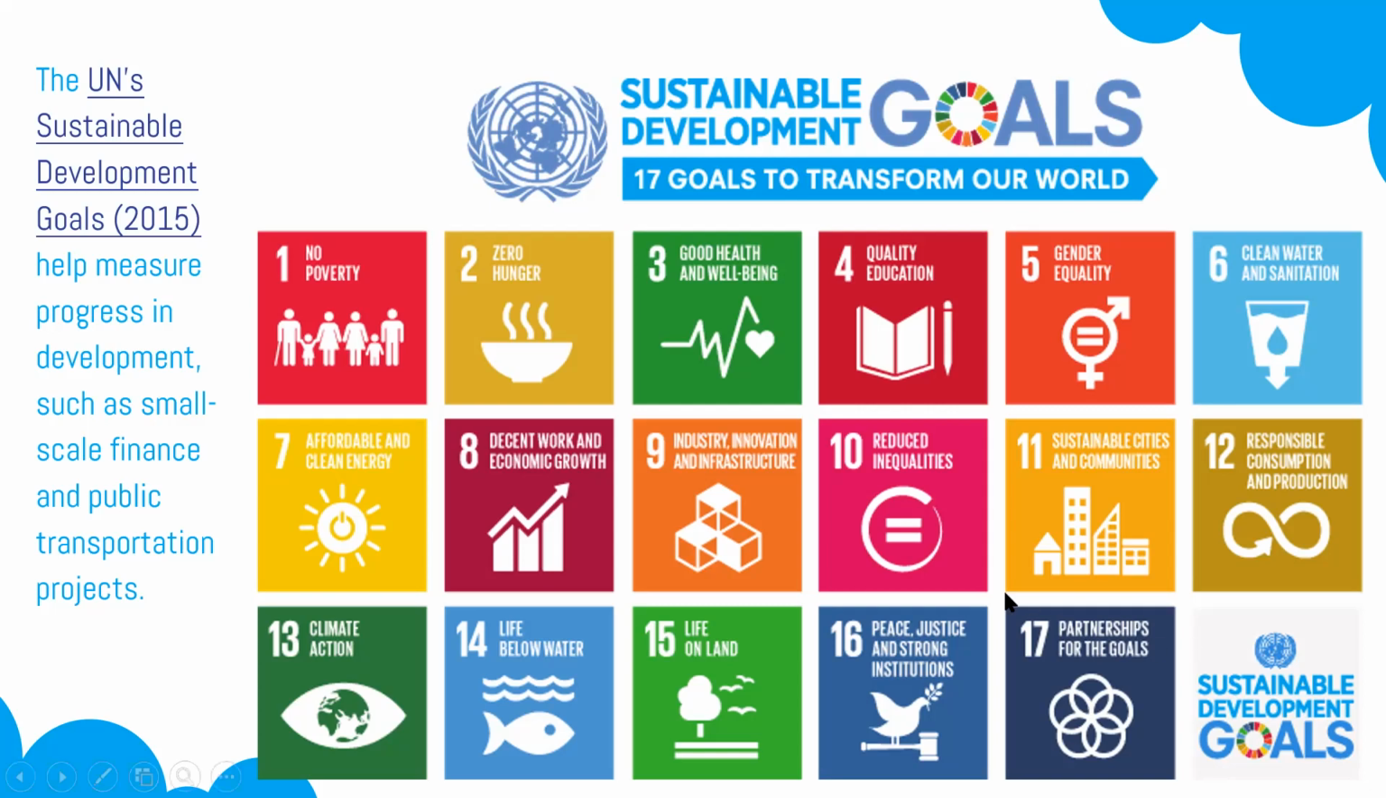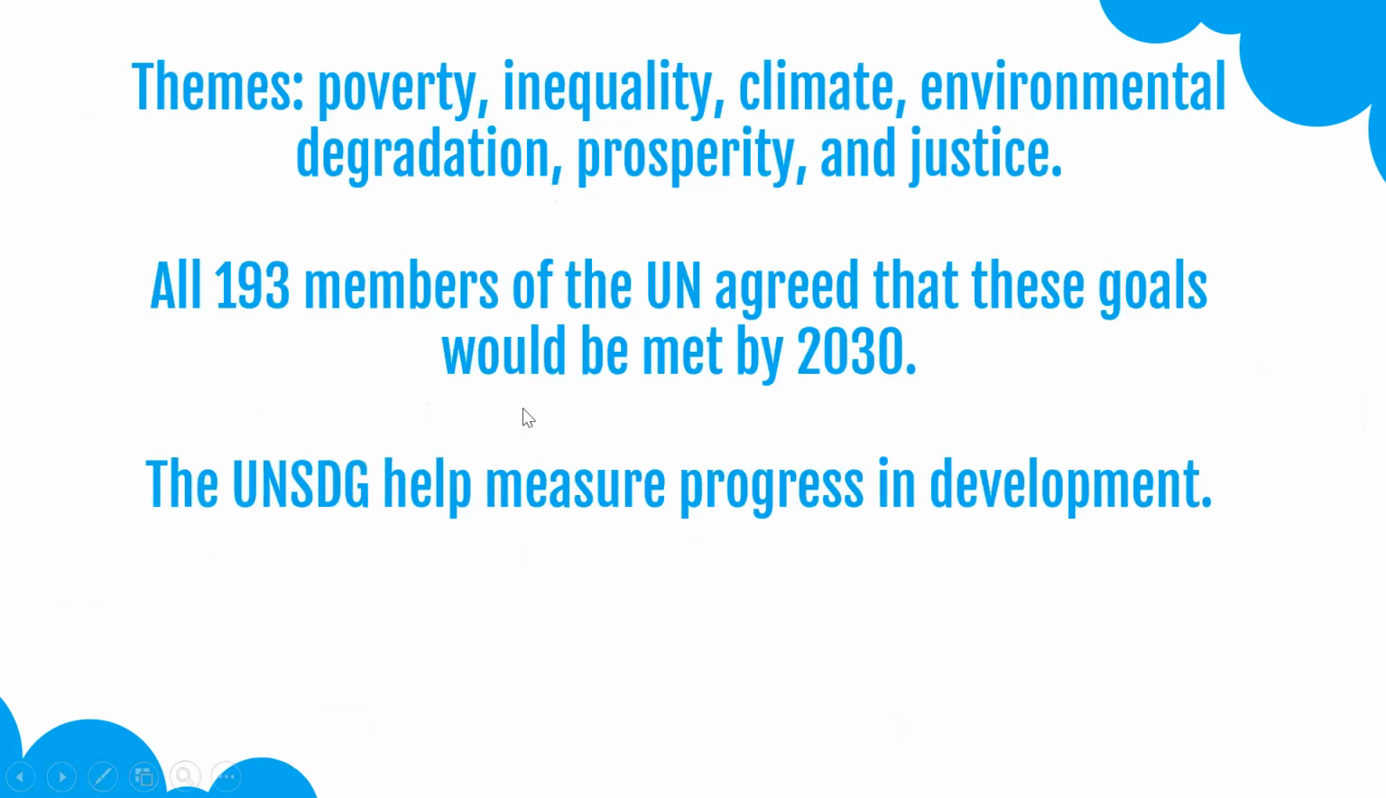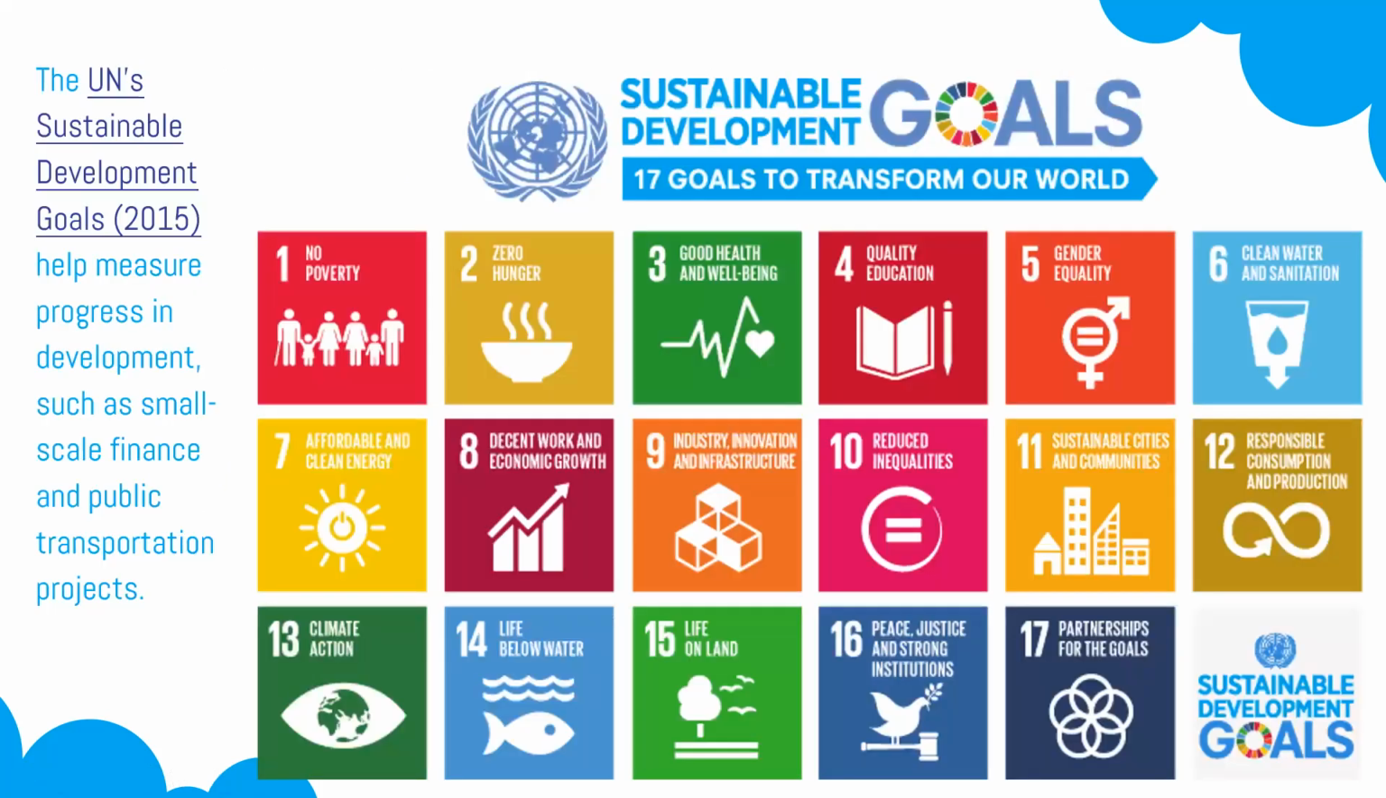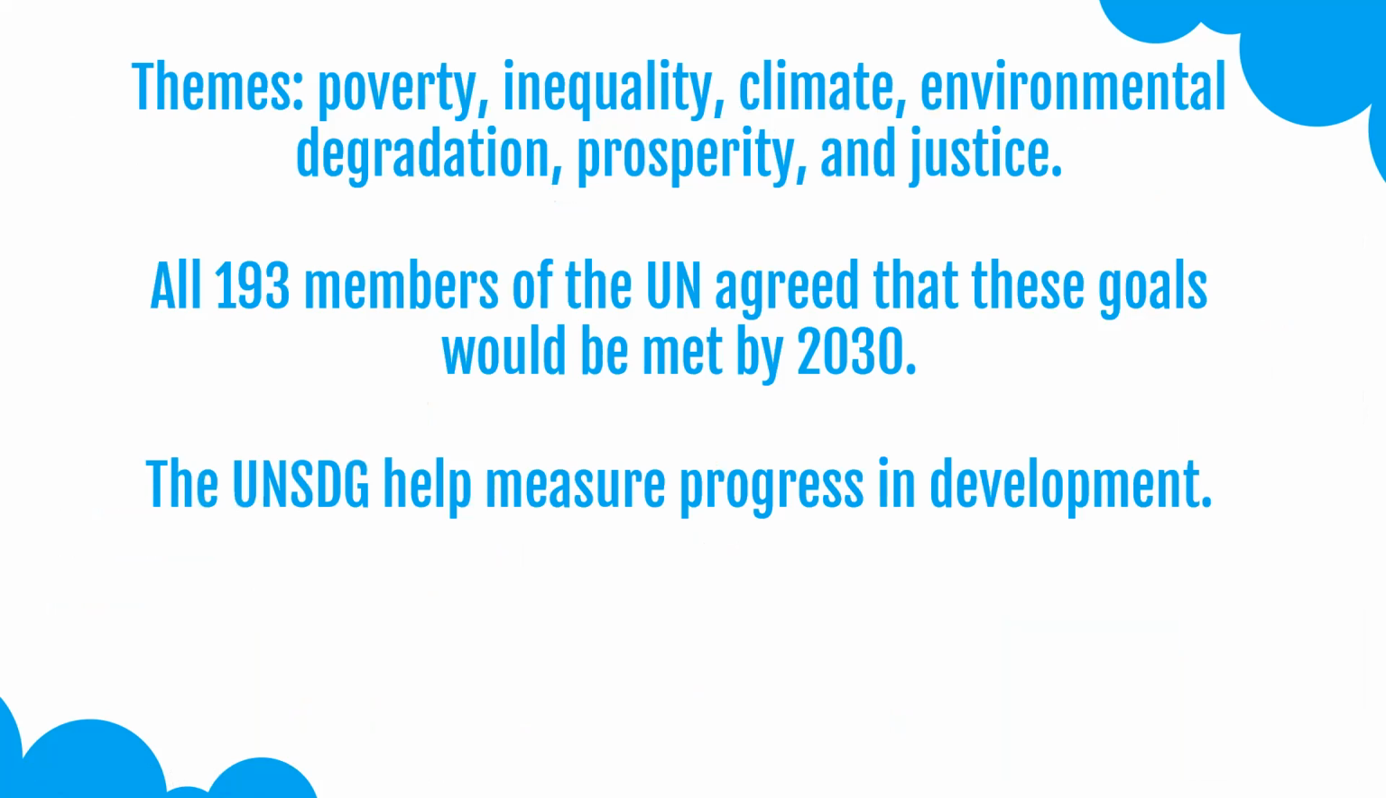So you can see there are 17: poverty, zero hunger, good health and well-being, et cetera. The point here isn't to exactly remember every single goal. Actually, you don't need to remember any of them at all. Some of them are pretty common sense. But the goal here is to look at the themes of these goals: poverty, inequality, climate, environmental degradation, prosperity, and justice. And in 2015, all 193 members of the UN agreed that these goals would be met by 2030.